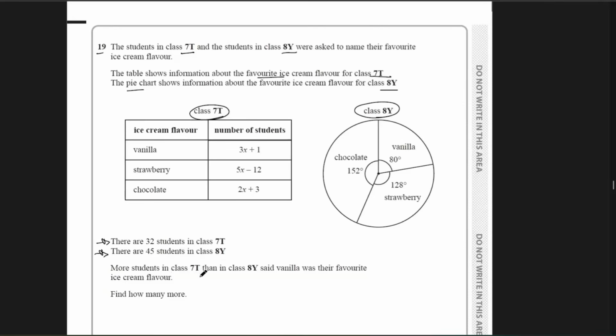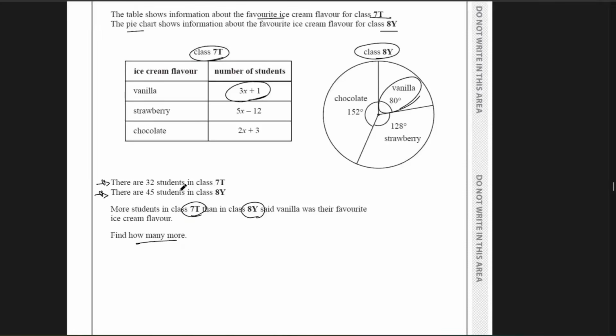More students in class 7T than in class 8Y said vanilla was their favorite ice cream flavor. We need to find how many more students from 7T said that vanilla was their favorite ice cream flavor. We need to calculate the number of students who like vanilla in 7T and the number of students who like vanilla in 8Y. So since we know the total number of students in 7T, we can say 32 is equal to 3x plus 1 plus 5x minus 12 plus 2x plus 3.